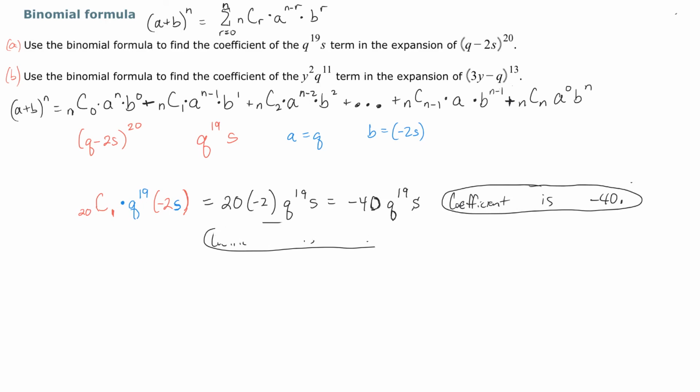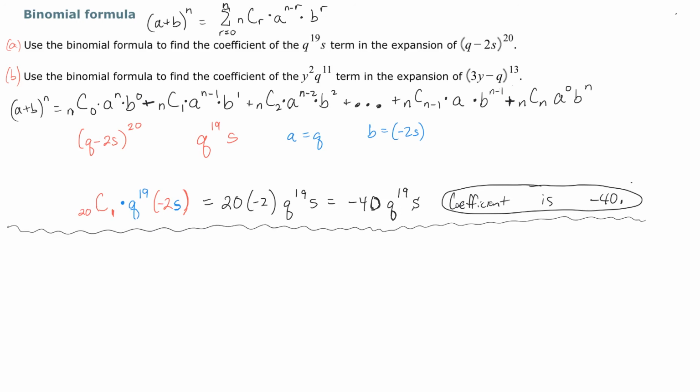Let's do part B. Part B, we're going to restart the problem. My letters for a and b in part B are going to be different from part A. Now this was part A. Let's do part B now. We want the coefficient of the term y squared times q to the 11th.